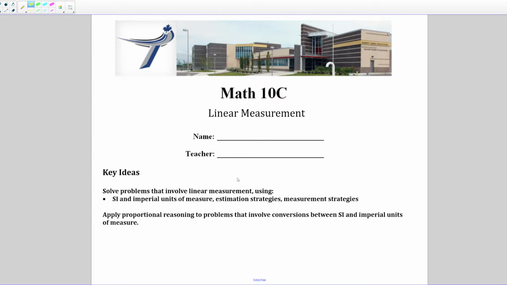Today we're going to talk about the M1, M2 linear measurement outcome. Some of the key ideas in this outcome involve the metric and imperial units of measurement, as well as how to apply proportional reasoning and unit analysis to convert between the two systems.